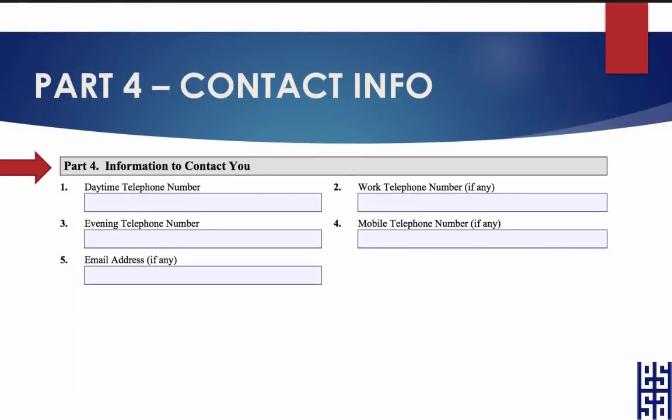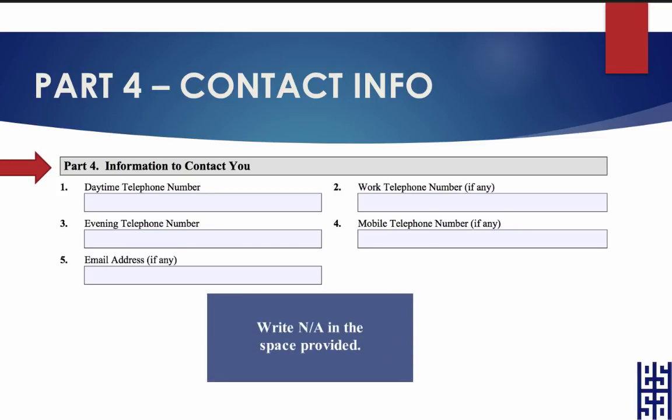Okay. All right, Part 4, information to contact you. Provide all contact information here. If you don't have some information, please write NA in the space. Again, please write NA in the space if you don't have a work phone number or a daytime telephone number, something like that, or email. Just write NA. Fill that whole part out completely, please.